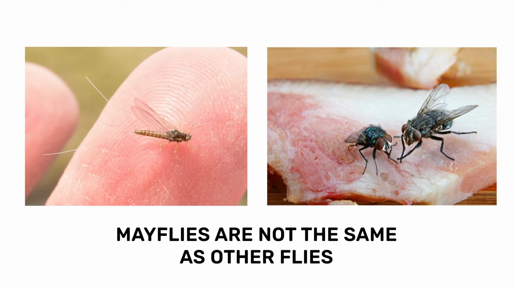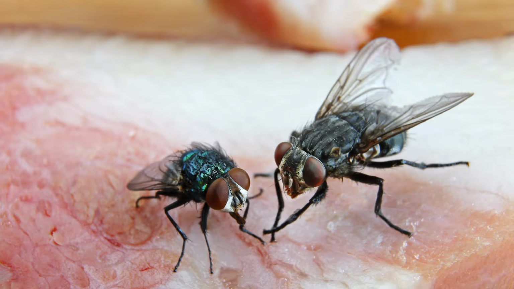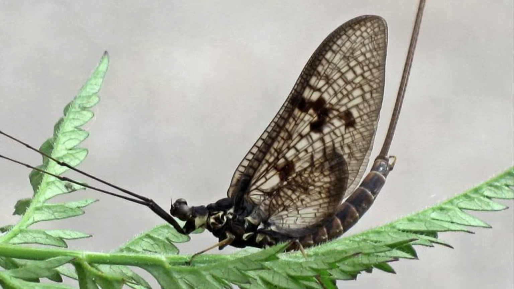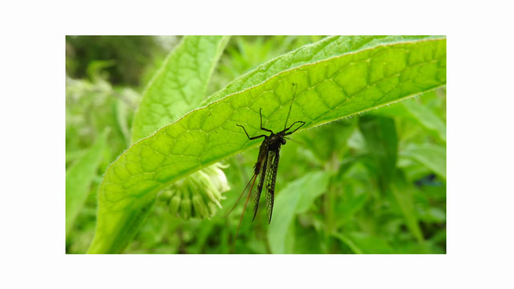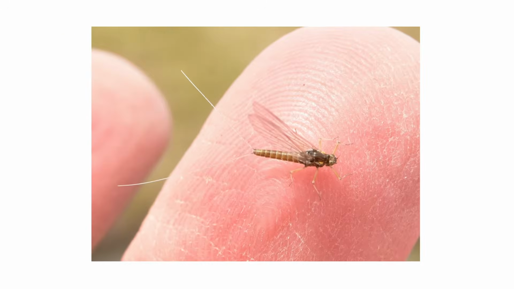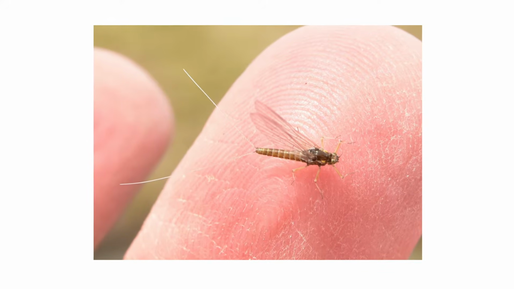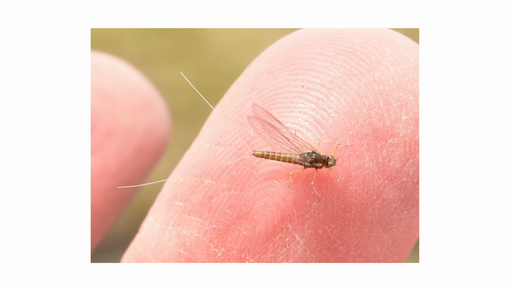Despite their name, mayflies aren't actually flies at all. Flies possess one pair of wings, while mayflies possess 2 pairs of wings. At rest, mayflies hold their wings upright. Mayflies also have 2 to 3 tail-like appendages extending from the ends of their abdomens.